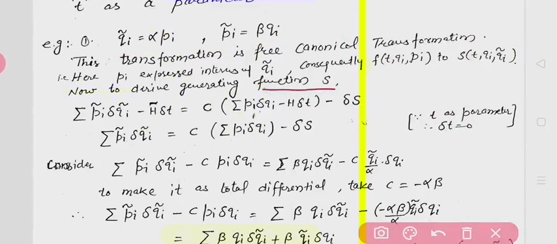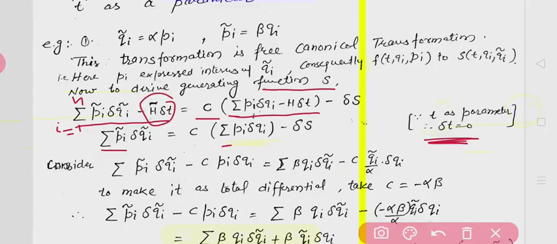So what was the condition? That was the summation of P_i tilde delta Q_i tilde minus S tilde delta t will be equal to C times of summation P_i delta Q_i minus S delta t minus delta of S. Wherever this summation is, i equals 1 to n, right. You can write i equal to 1 to n everywhere. But here we are considering, for the new function S tilde, you have to consider t as a parameter. If you consider t as a parameter, delta of t will be 0. If delta of t is 0, that term will not be there.